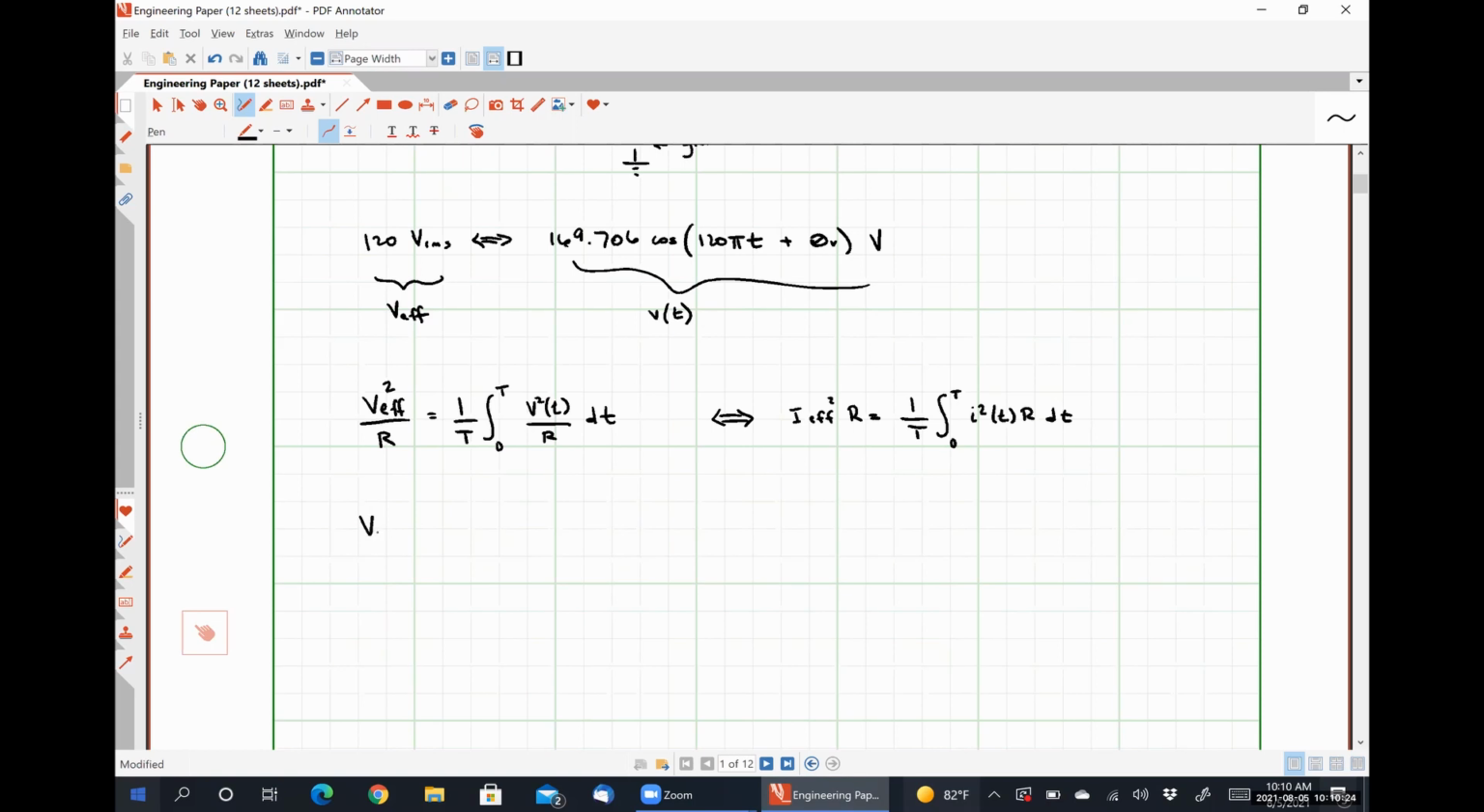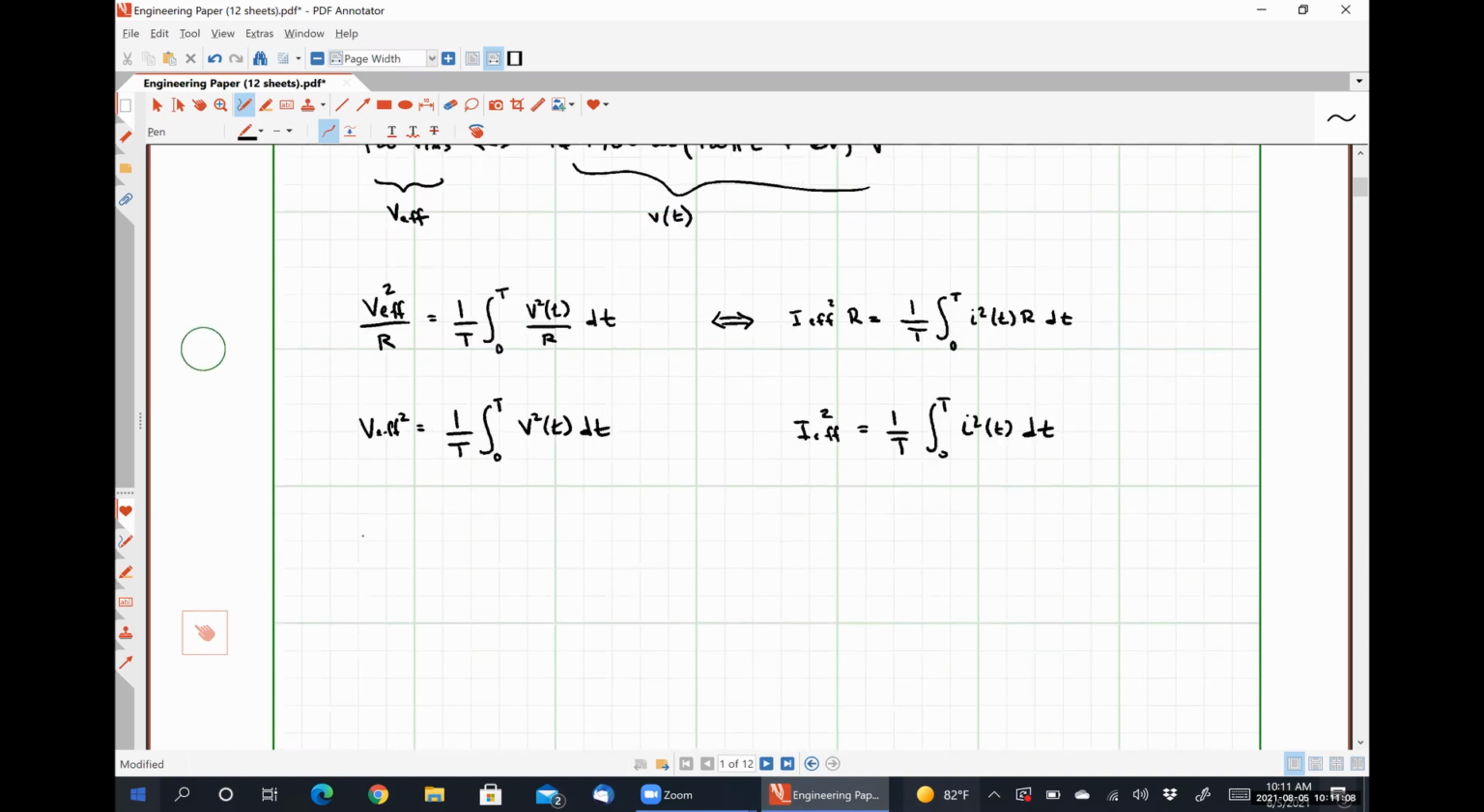So I could say then that V effective squared is equal to 1 over T times the integral of the instantaneous power divided by the resistance, which is going to be V squared of t dt. And on this side, I can say that I effective squared is then just going to be 1 over T times the integral from 0 to T of I squared dt. And now all I'm going to do to figure out my DC equivalent that supplies the exact same amount of power as our sinusoidal signal is take the square root of both sides.